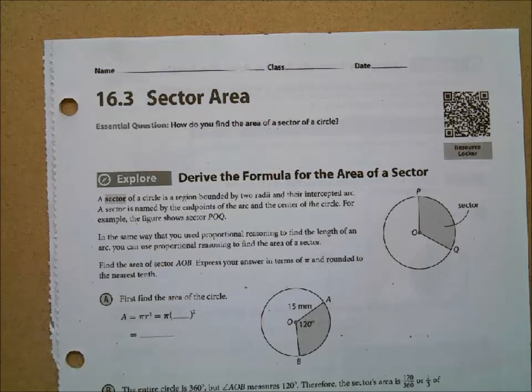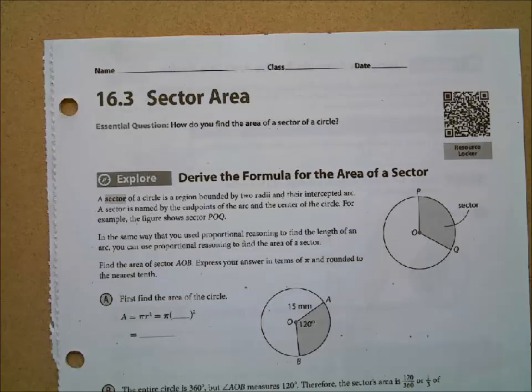So the essential question we want to be able to answer today is how do you find the area of a sector of a circle? Or you can think of it kind of like a wedge, like a piece of pie of the circle. So you can see here the visual representation of a sector of a circle. It's just a wedge of that circle's total area.